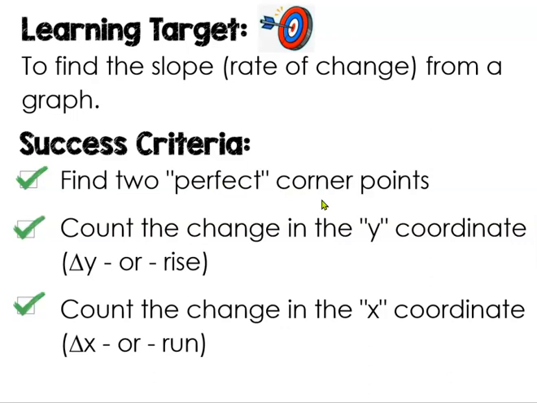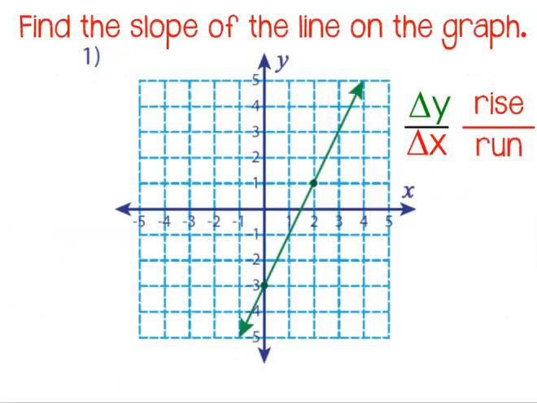Once you have two perfect corner points, you're going to count the change in the location of those points, or the change in the y-coordinate, sometimes known as the delta y, or the rise. Once you've counted one direction, up or down, then you'll count the other direction, left or right, known as the change in the x-coordinate, or the delta x, or the run. So let's just get right into it.